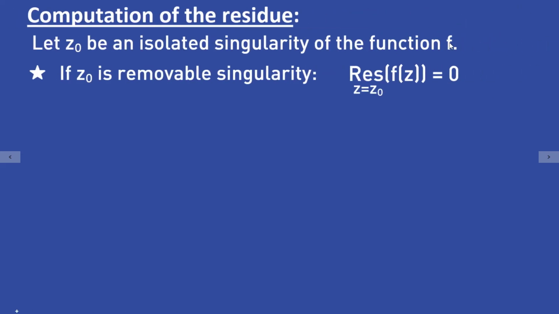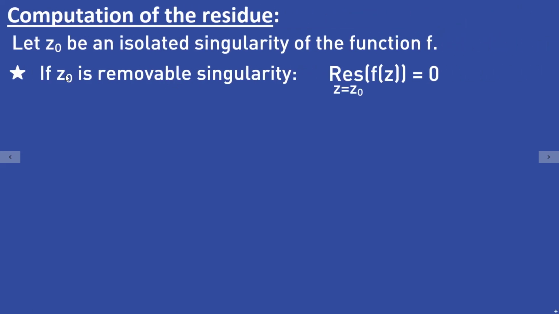If z_0 is a removable singularity, the residue of f at z_0 is equal to 0. So if z_0 is a removable singularity, the residue of f at z_0 is equal to 0.